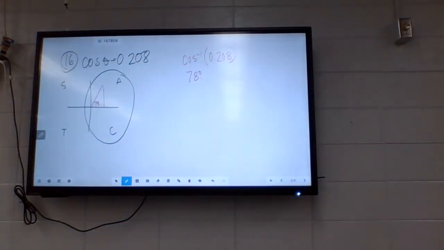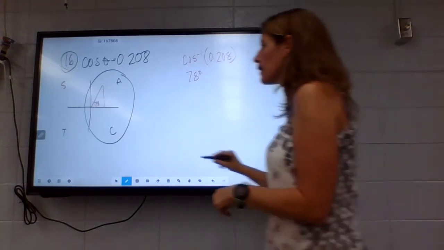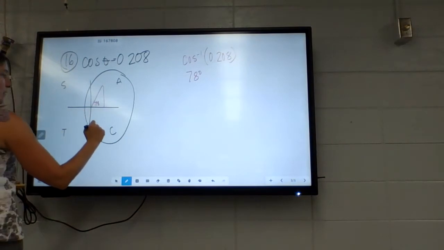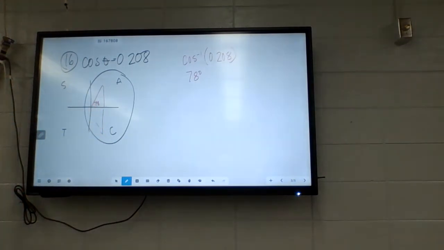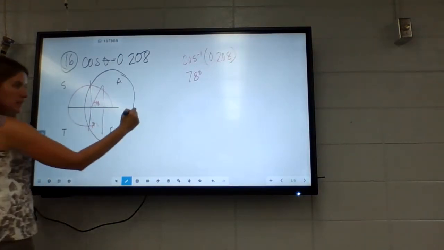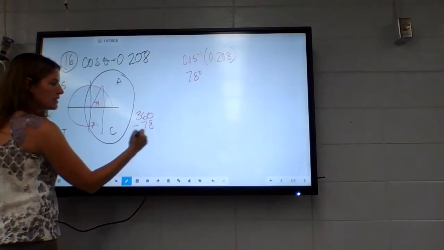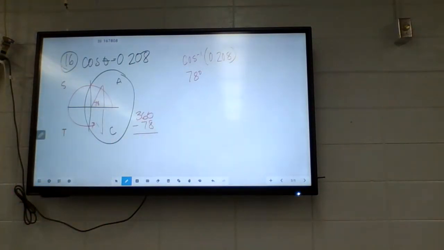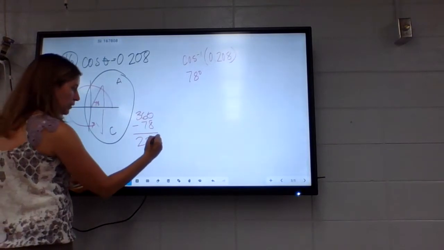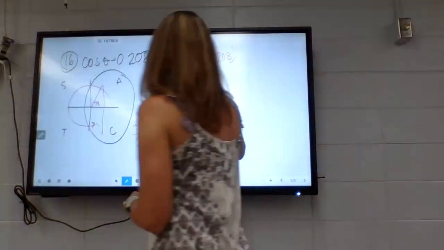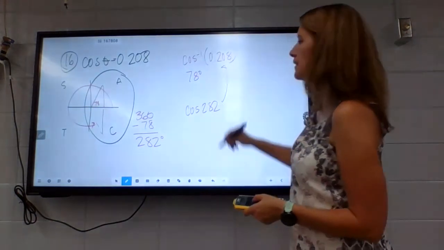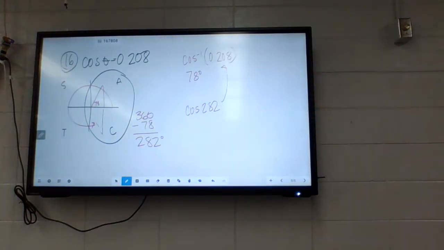However, that same answer is also in that C quadrant. So down here, this angle as well would give us the same thing. But I have to measure it going around this way. So I'm going to basically do 360 minus 78. And I end up with 282. And if you check the cosine of 282, you'll get that same value. So it's the same ratio that you get in either spot. So you want both answers there. All right.